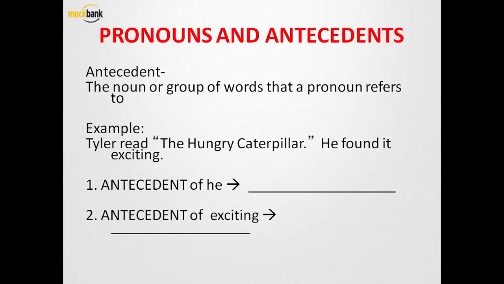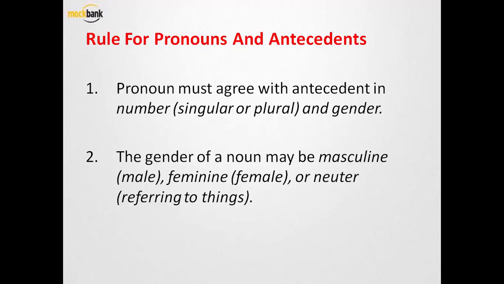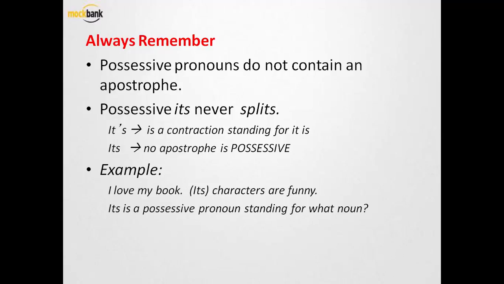Antecedent, we remember antecedent, the noun or group of words that a pronoun refers to. Tyler read The Hungry Caterpillar. He found it exciting. Now for the antecedent of he, why am I using he? I am using he for Tyler. So the antecedent of he would be Tyler. And it is again a second pronoun. Who am I using it for? I am using it for the hungry caterpillar. Remember, a pronoun must agree with its antecedent in number, singular or plural, and gender. The gender of a noun may be masculine, feminine, or neuter.